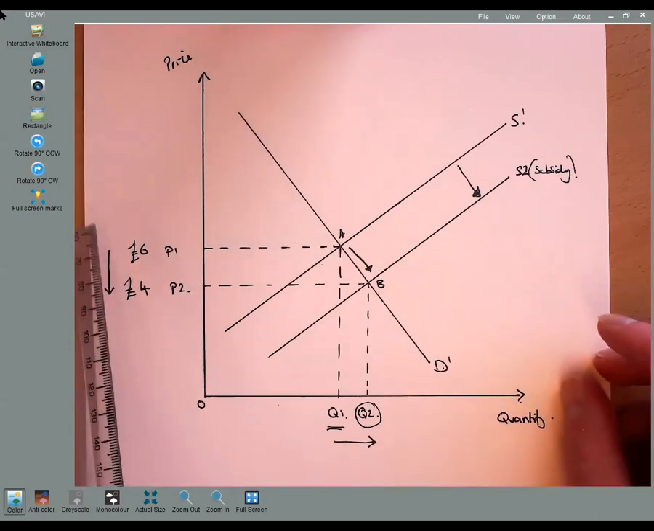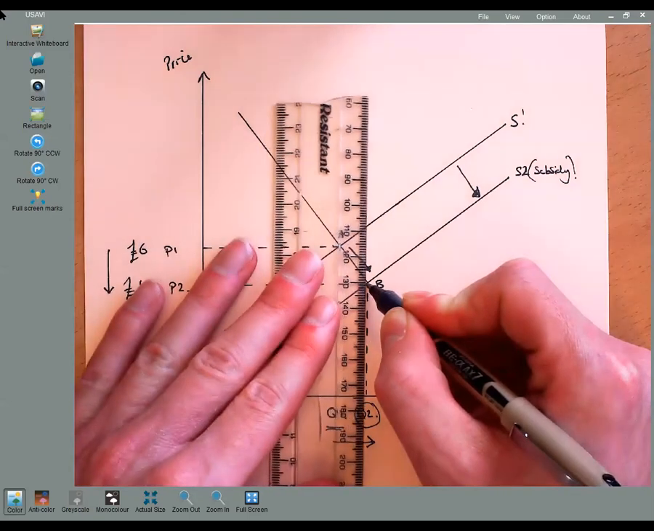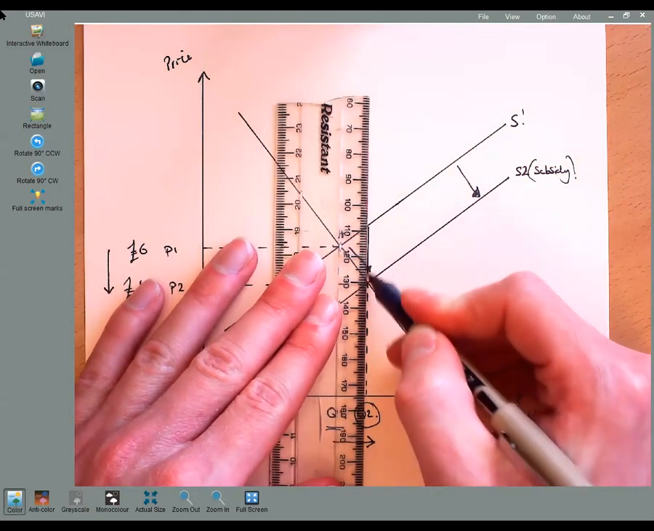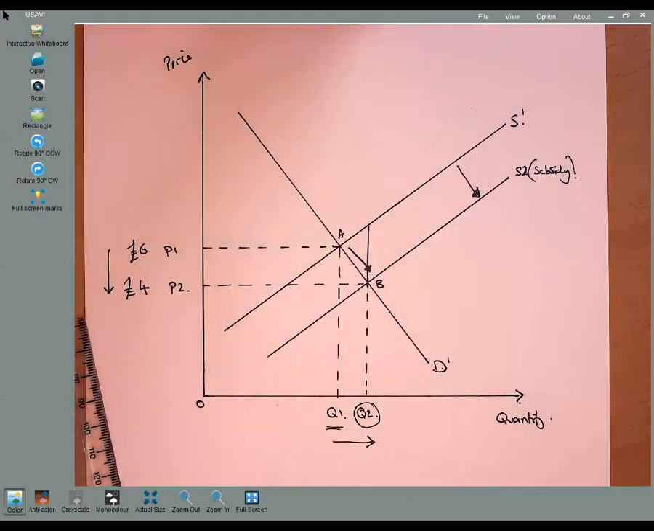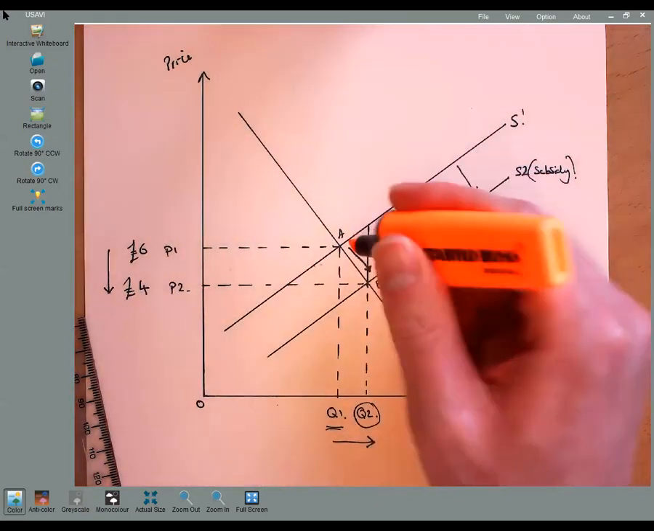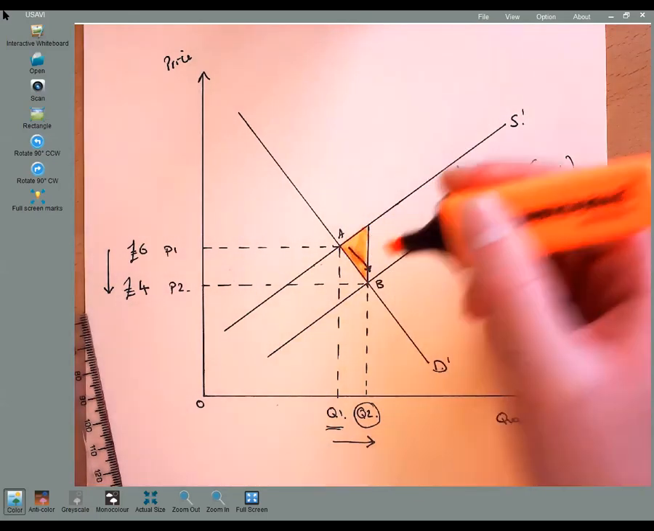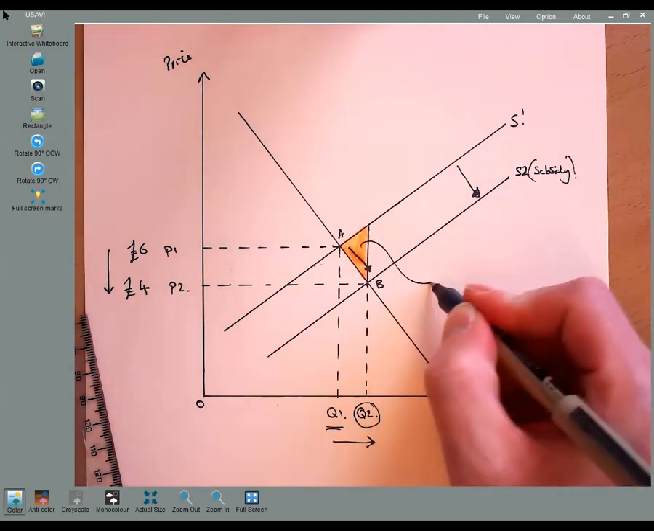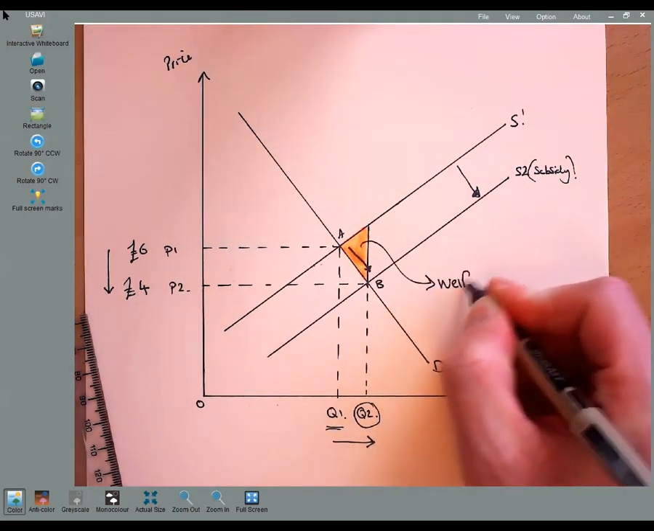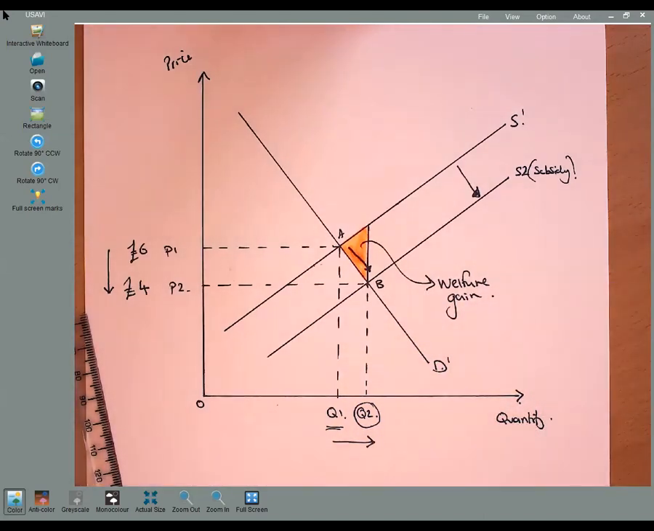To work out your subsidy per unit, go to point B, which is our new equilibrium, and get your ruler and go straight up until you hit the original supply curve. I'm going to do it in orange, and we get this area here of welfare, not loss, but welfare gain. This is the amount of welfare that has been gained as a result of this subsidy. So let's do an arrow in here of a welfare gain, okay?